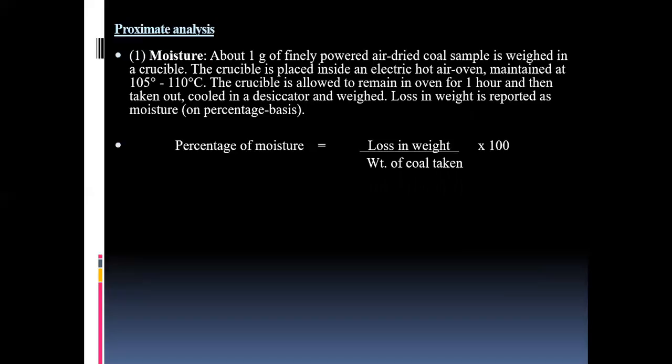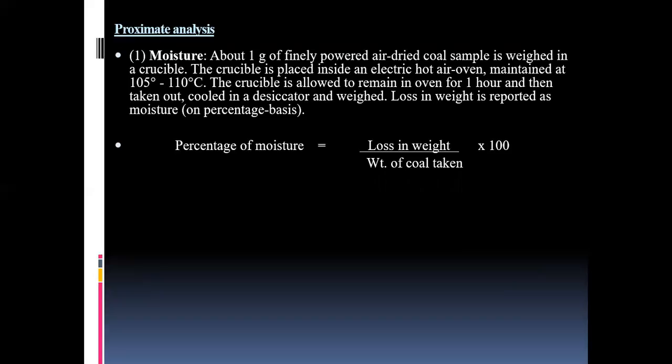Once placed in the oven, which is maintained at a temperature of 105 to 110 degrees centigrade, it is allowed to stay in the oven for 1 hour. The coal is heated at this temperature for 1 hour, and then it is taken out, air dried, and cooled in a desiccator, and the weight of the crucible with the sample is found out. Now, the loss of weight is calculated by using this formula.